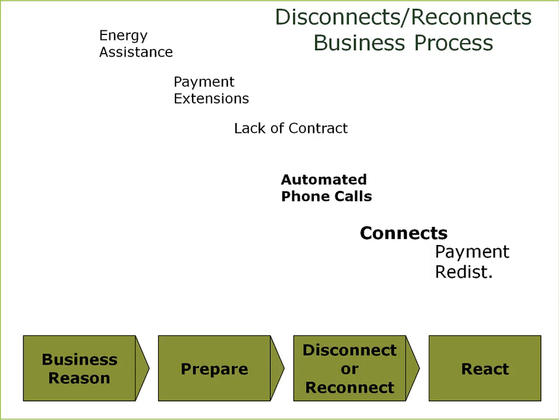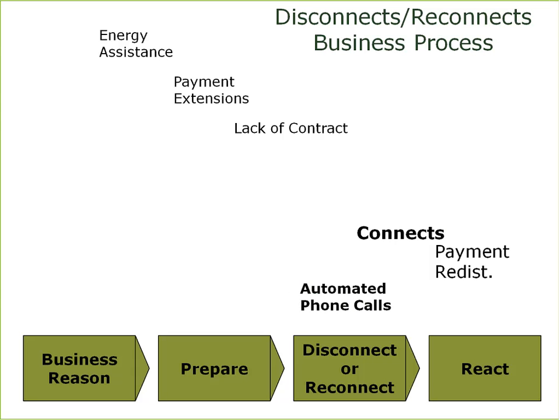We're going to need to have automated phone calls. So we're going to need to be able to, since we're going to be doing an order of magnitude more disconnects, we can't call people and notify them manually. We need to automate that. So that sort of falls in the category of we need to do that first before we can disconnect anybody.